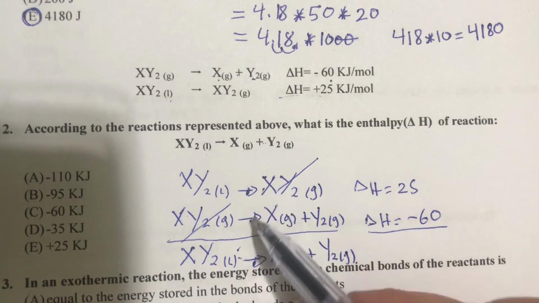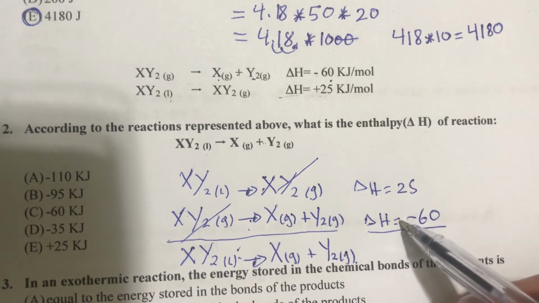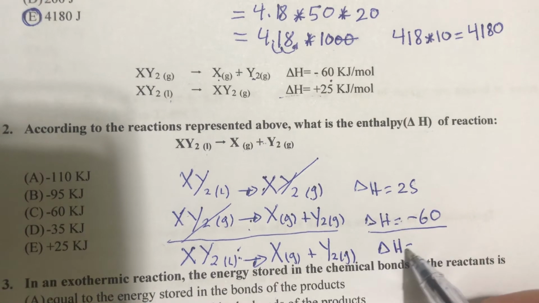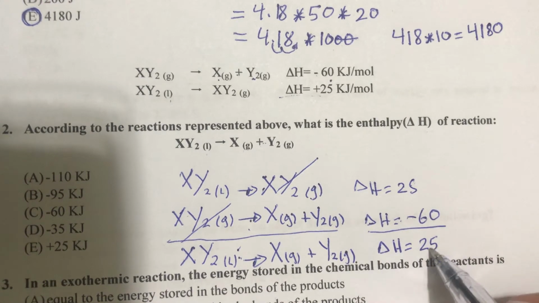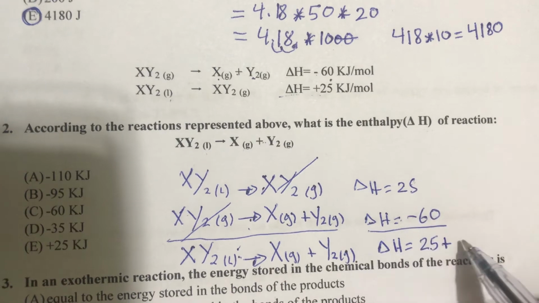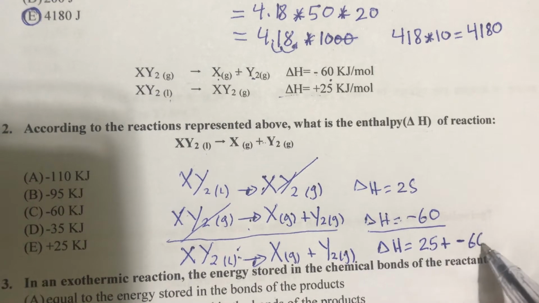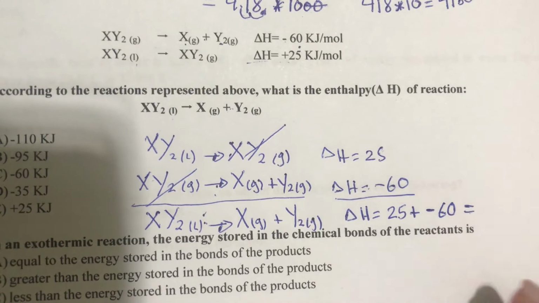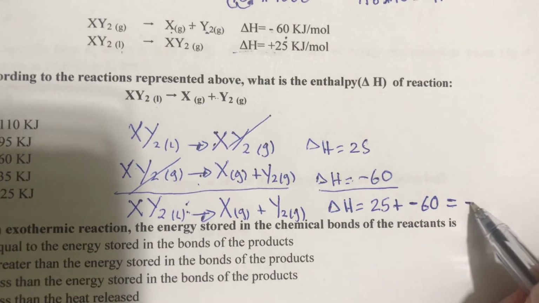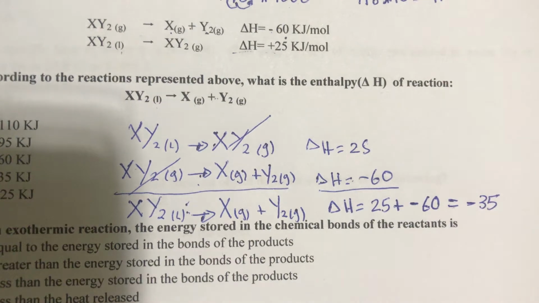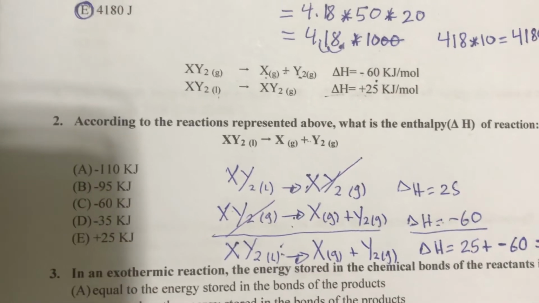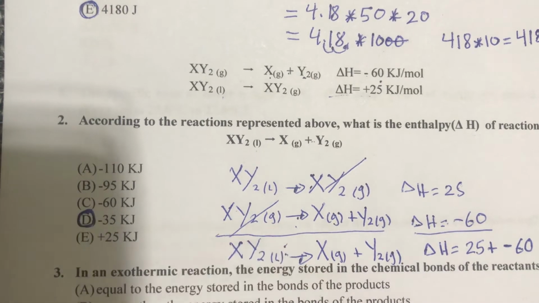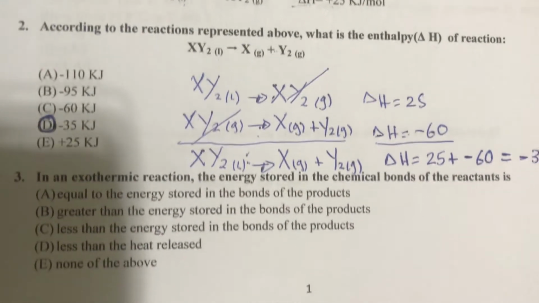You add these reactions to each other, so also you have to add delta H to each other. So here delta H equals 25 plus negative 60. So the answer is negative 35. So the correct answer is D.